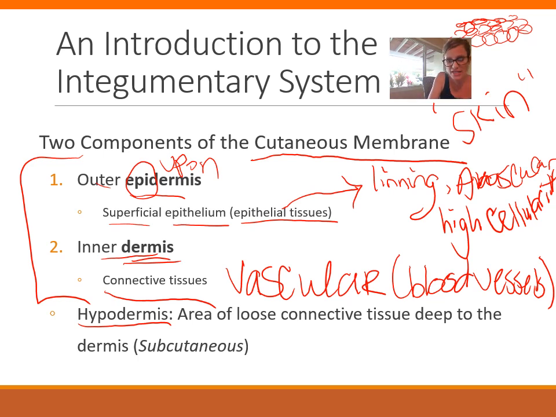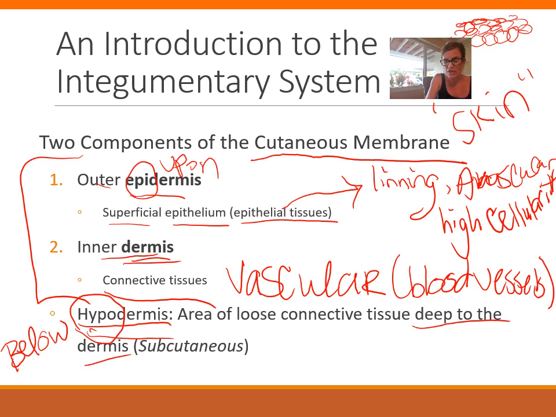This prefix hypo, we use that very, very commonly, hypo and hyper, so you should know these. But hypo means below, and hyper means above. So hypodermis literally means below the dermis, and that's exactly where this is. The hypodermis is the area that's just deep to the dermis or just beneath the dermis.